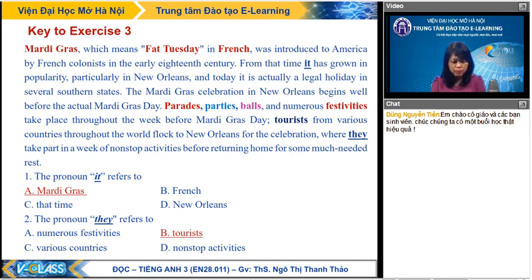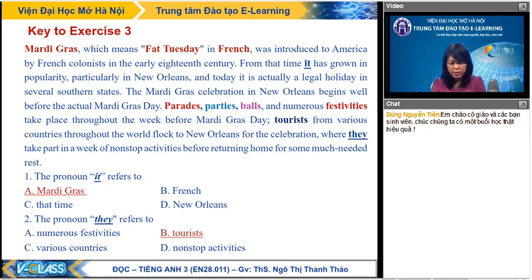Right. The Mardi Gras, Fat Tuesday, French, America, you see, colonialist, but from that time it has grown in popularity. So let's look at the list of the nouns. I have just changed the highlight here, the Mardi Gras. The Mardi Gras here, which means Fat Tuesday. So the same one. Okay.